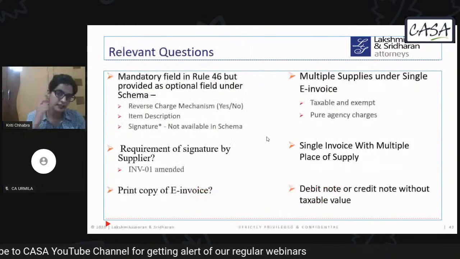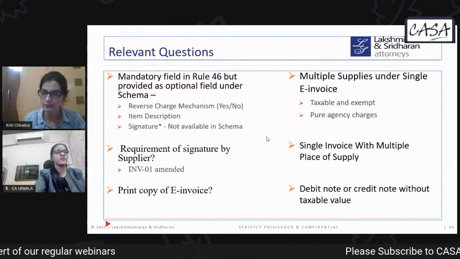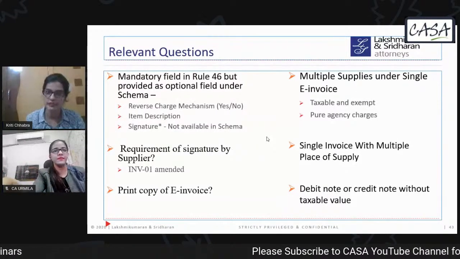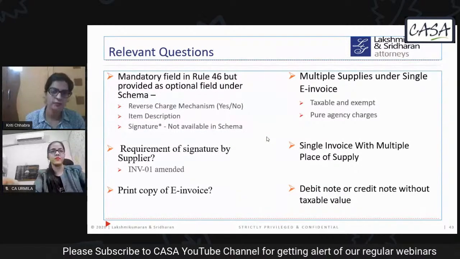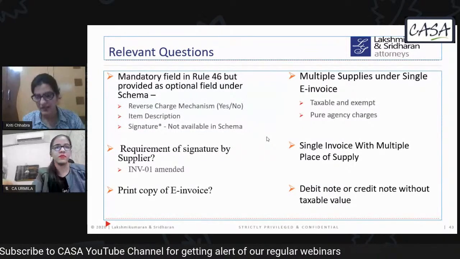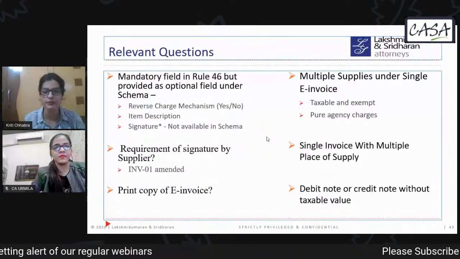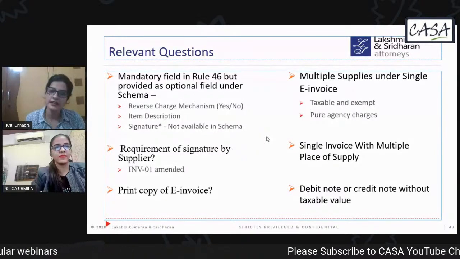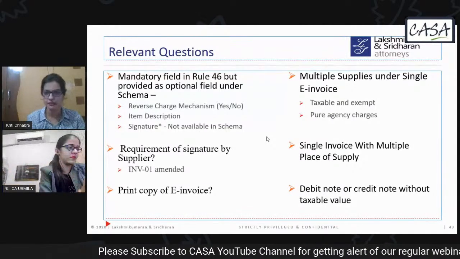The relevant questions in this respect are, as I mentioned, that there are certain particulars in Rule 46, like reverse charge mechanism, yes or no. That is mandatory under Rule 46, but optional under Rule 48(4). In my view, that should be there in your invoice till the time you get any clarity from the government in this respect. Similarly, another question arises for signature: digital signature or manual signature.